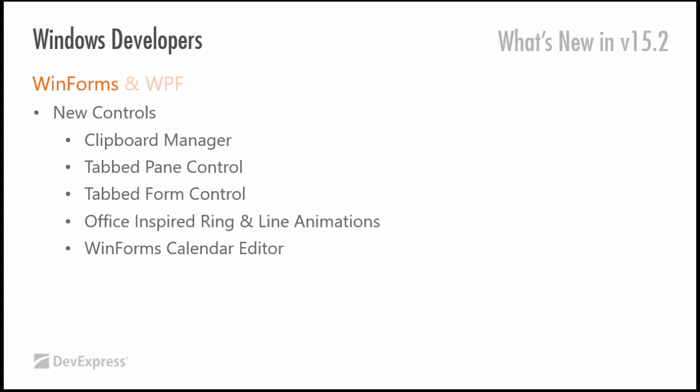As with every release, we try and introduce something that's a little different, something that people have been asking for. And this release is certainly no different to that rule. We've got a Clipboard Manager control. We've got the tabbed pane and tabbed form controls. We've got some new animations on the progress bar and transition window that have been inspired by Office 2016 or Windows 10. We've also got a new calendar control that's been extracted from the date editor combo.